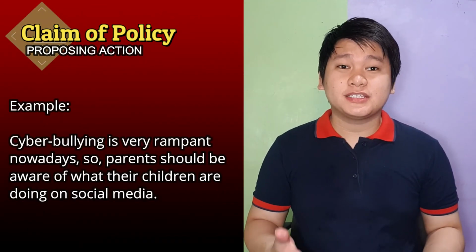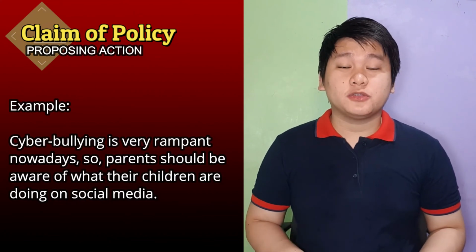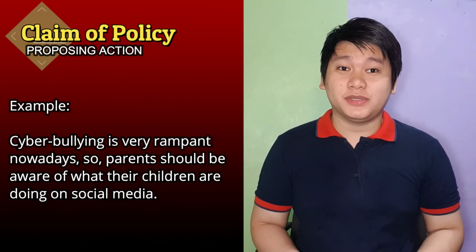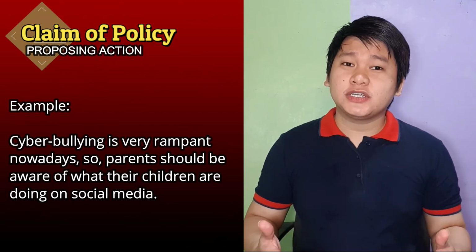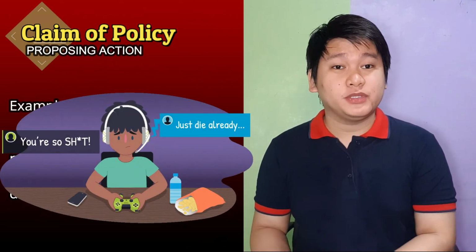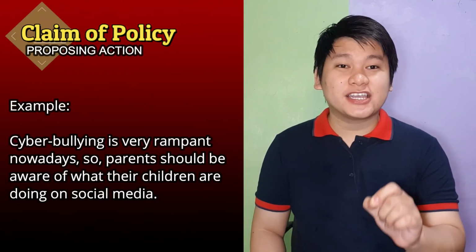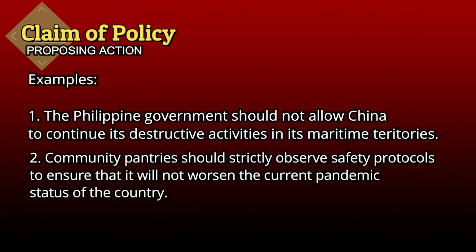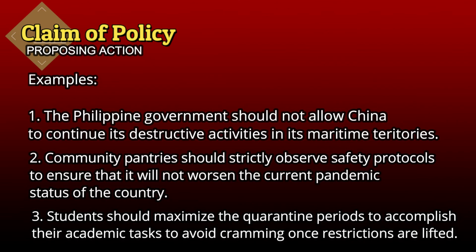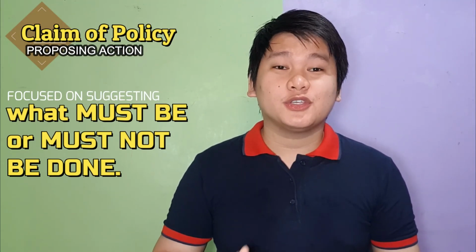Example, cyberbullying is very rampant nowadays. So, parents should be aware of what their children are doing on social media. Here, it is claimed that to ensure that children do not experience or practice cyberbullying, parents should monitor their children's social media use. Therefore, it is a claim of policy because an action is being proposed or suggested. Look at these other examples of claims of policy. See? Claim of policy again simply suggests a course of action to solve a conflict.